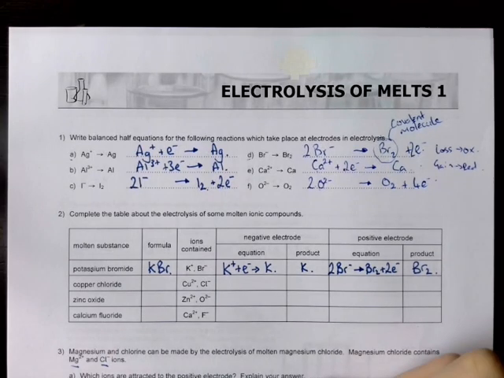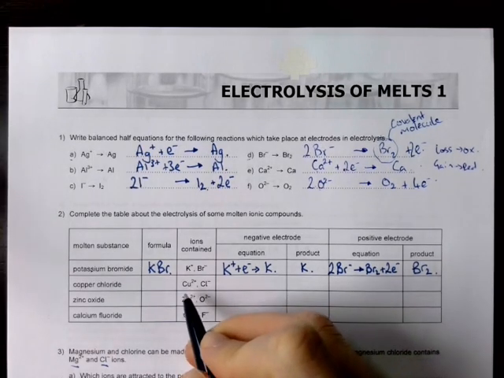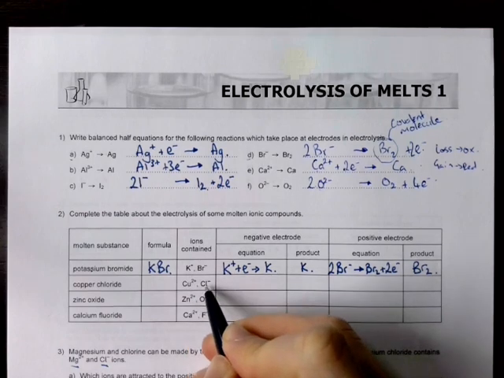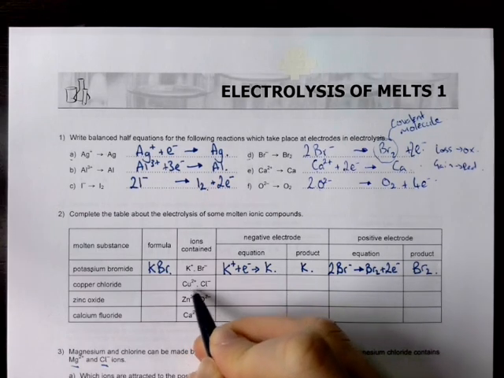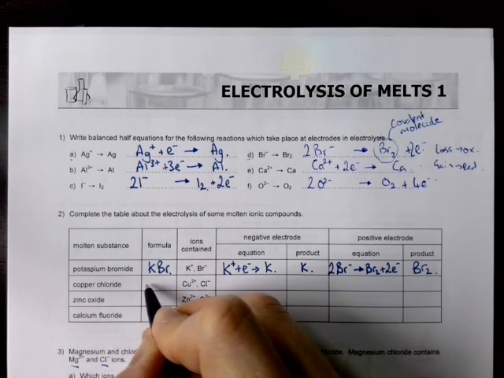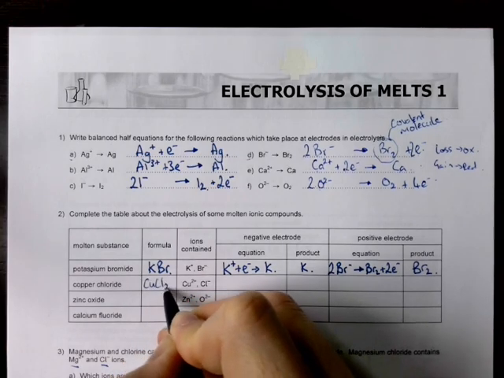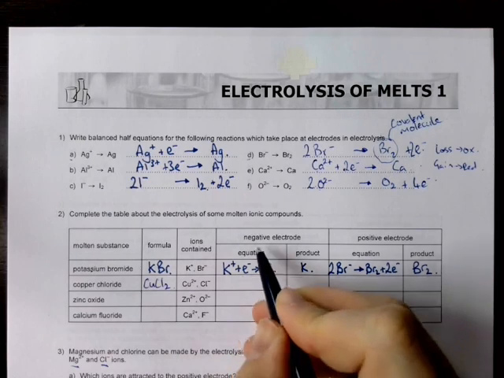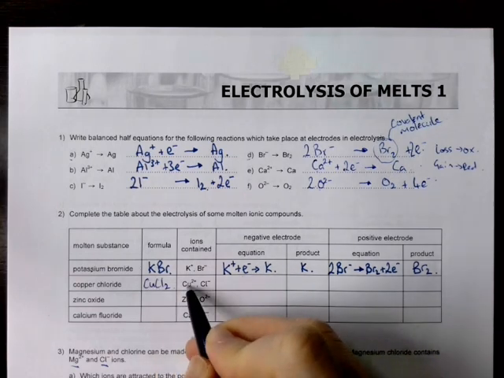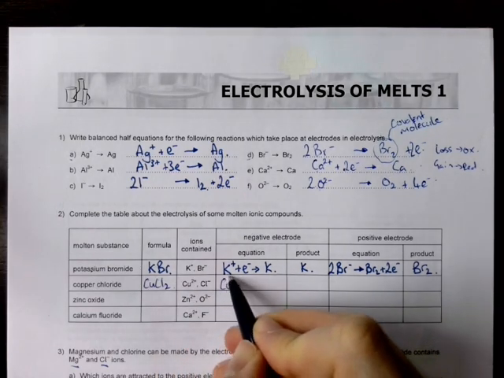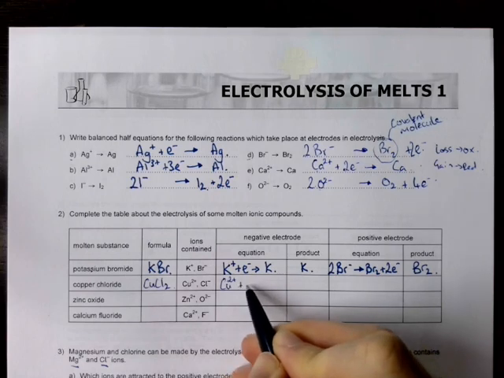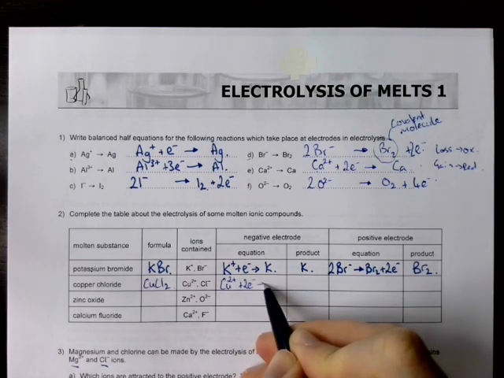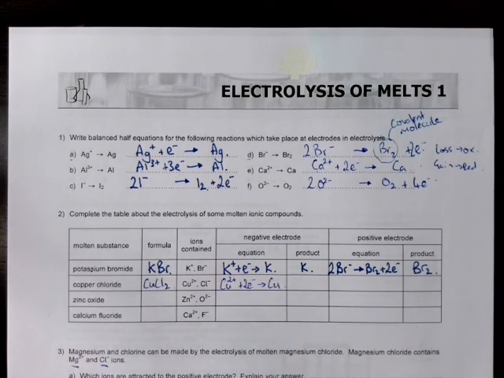All right. So down here, if the ions are Cu2+ and Cl-, in order for that to balance to a neutral compound, it's going to be CuCl2. So then at the negative electrode, that's going to be my positive ion, so it'll be Cu2+ plus 2e- goes to form Cu.